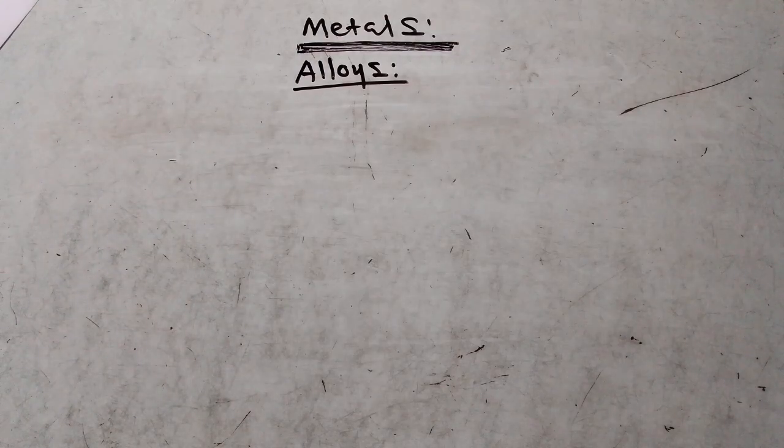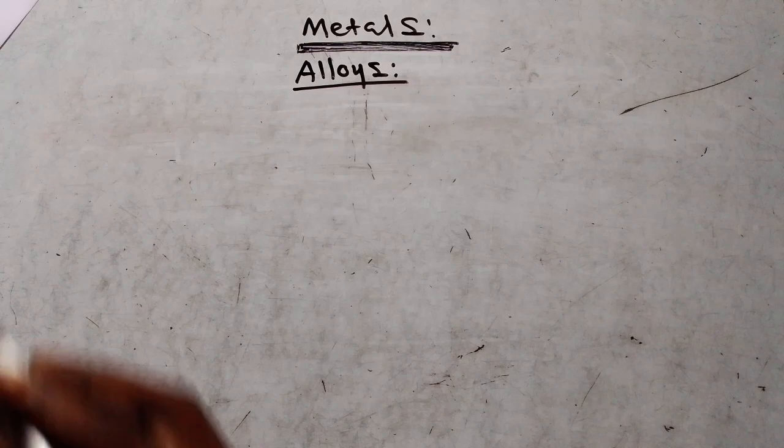So today's lesson is based much on alloys. So what is an alloy? By definition, an alloy is the homogeneous mixture of two or more metals, or a metal and a non-metal. That is the definition for an alloy.